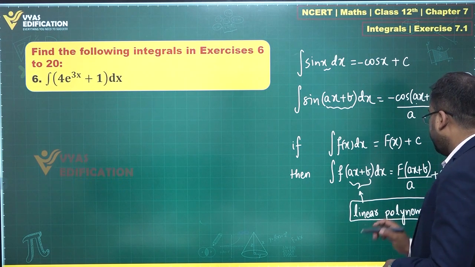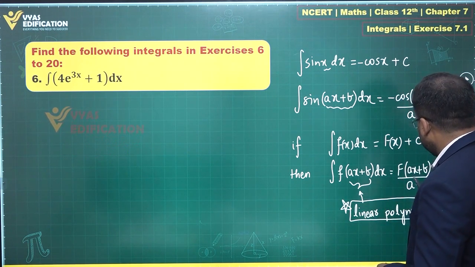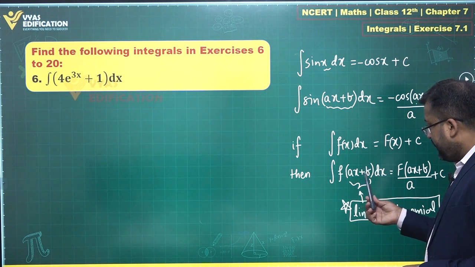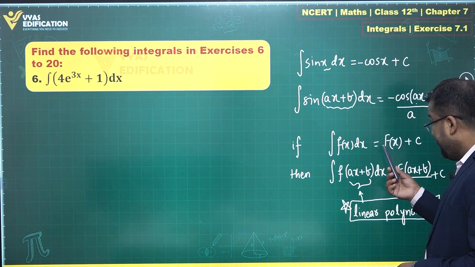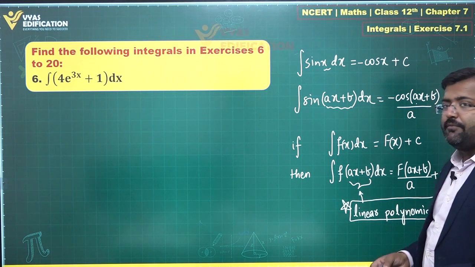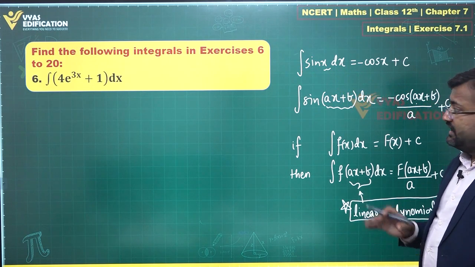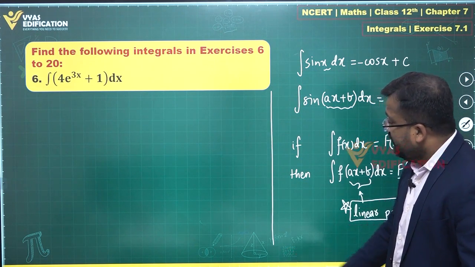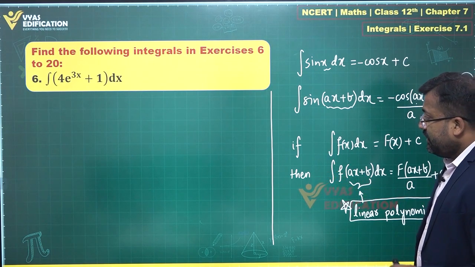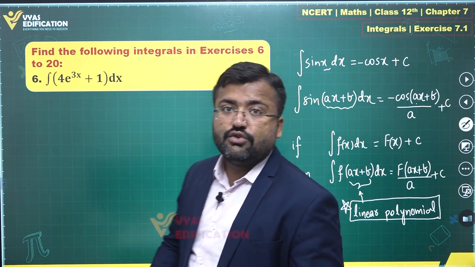This is important, right? Instead of x, if you have a linear polynomial here, then you can substitute. Instead of x, if you have ax plus b, then the integral will be equal to capital F of ax plus b upon small a. This is what you need to do, and that is one thing which explicitly is not mentioned, but then we use this particular thing and we can solve so many questions, right?